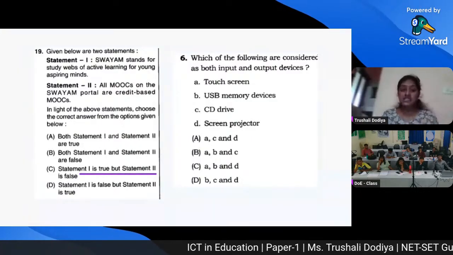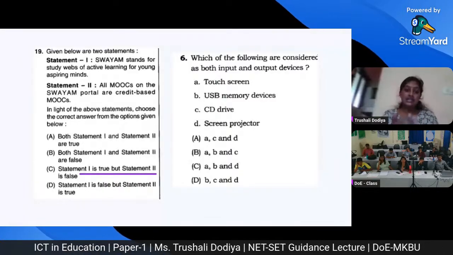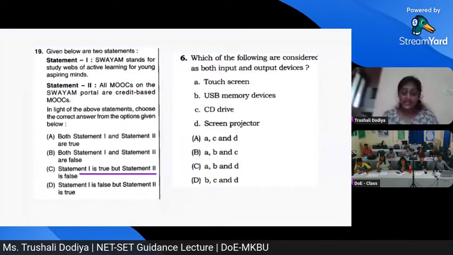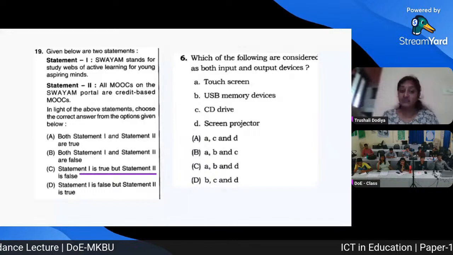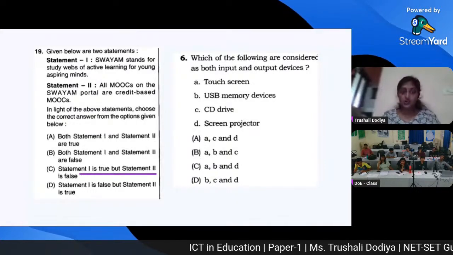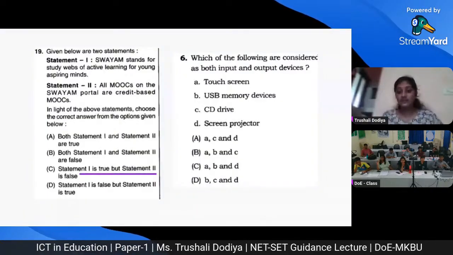See, when we were discussing these platforms, I mentioned that you need to understand the abbreviation of the platform, when it was established, who established it, and what was its objective, and along with that, how it functions. So all these points you need to keep in your mind.